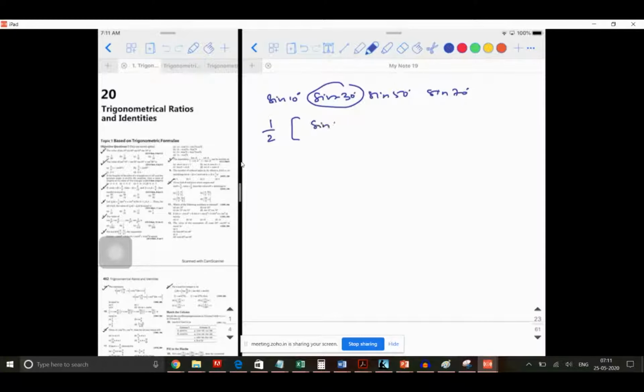You can combine sin 10 and sin 70. Why did you want to take them? Because if you add 10 and 70, you get 80 by 2, which is 40. Then if you subtract, you get 60 by 2, which is 30. So it's a known angle. Okay, let's try and see.